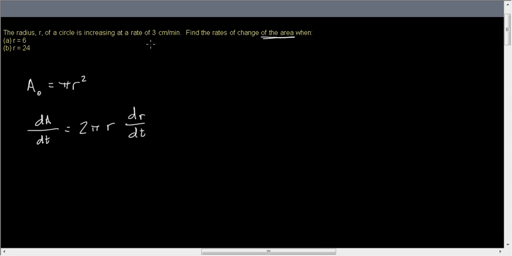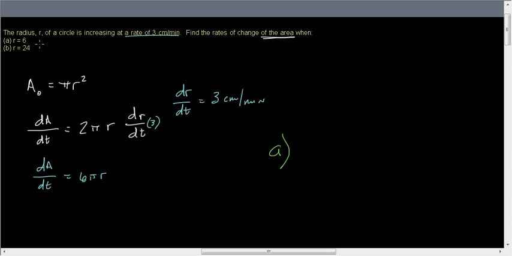Well, we have that. The radius r is increasing at a rate of 3 centimeters per minute. dr/dt is equal to 3 centimeters per minute. All right, so that means that dA/dt is really equal to 2 pi r times 3, and so we have 6 pi r. Great.